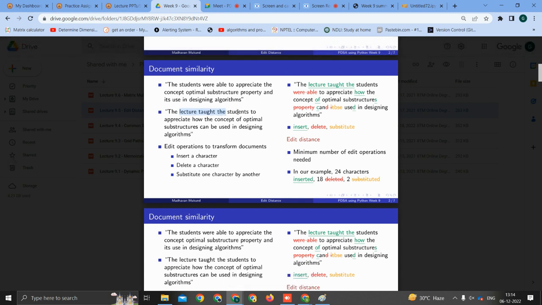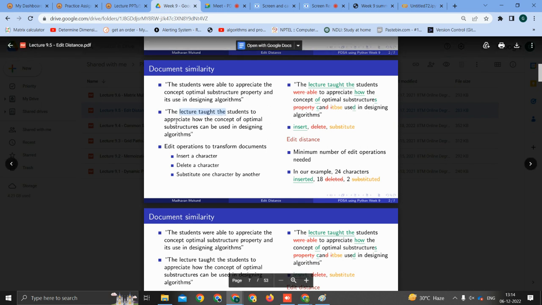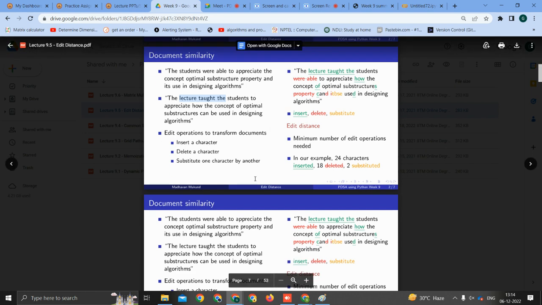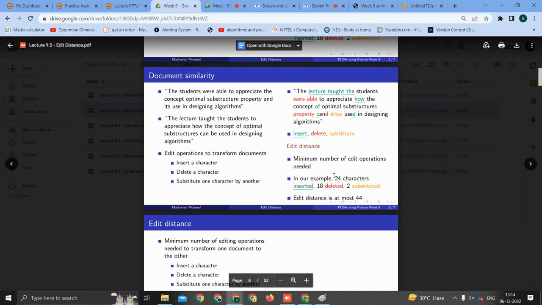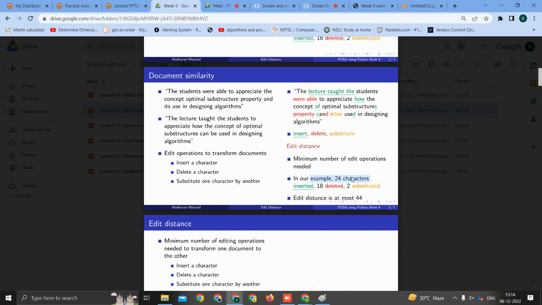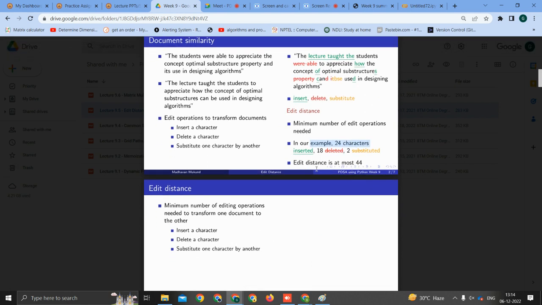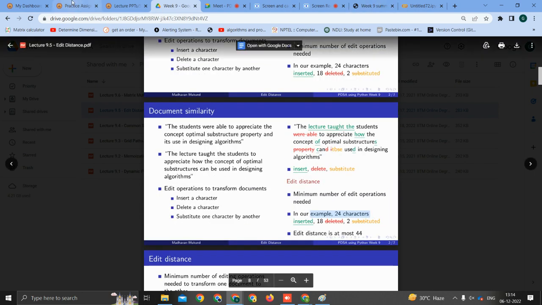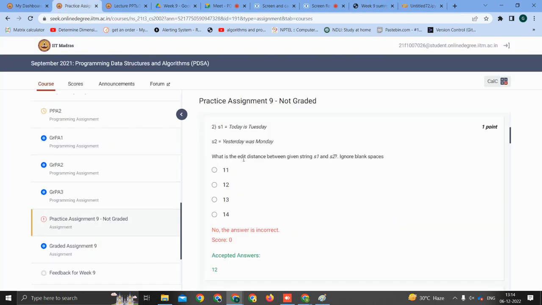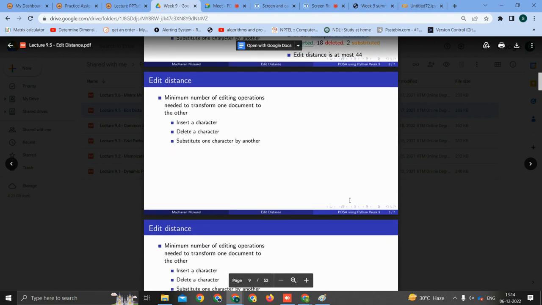Okay, so the lecture taught the student. I think sir was just explaining this, but not going deep into the characters, right? I think we're supposed to convert S1 into S2, the first pair into the second one. You can either convert S1 to S2 or S2 to S1. Both are going to be the same distance.